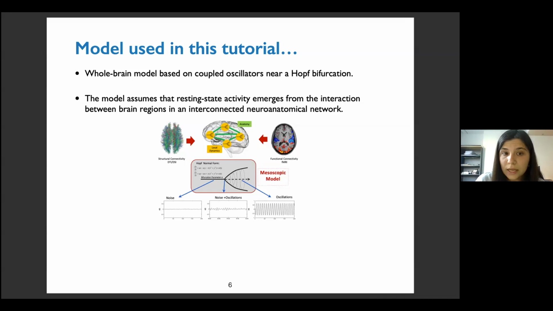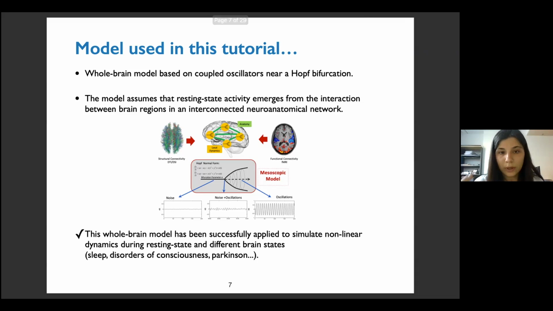The key importance of this Hopf oscillator is that it has a bifurcation parameter that can describe different dynamical regimes. For example, if we have a negative bifurcation parameter, we have noise. When we have a positive bifurcation parameter, we have oscillation, and in the middle we have the phase transition between both. This is a mesoscopic model of the brain. Later we will give more detailed information about this model.